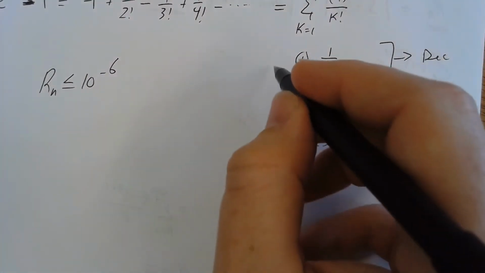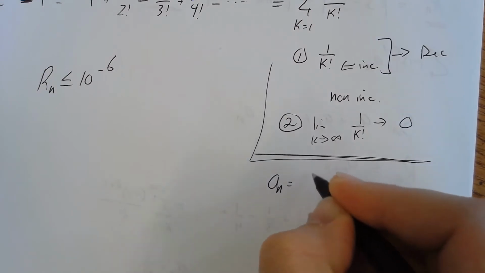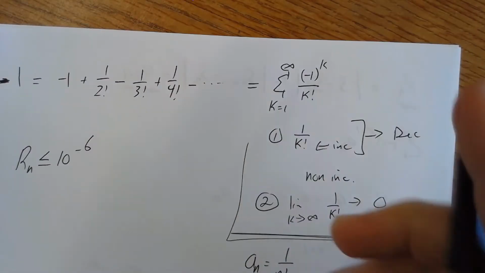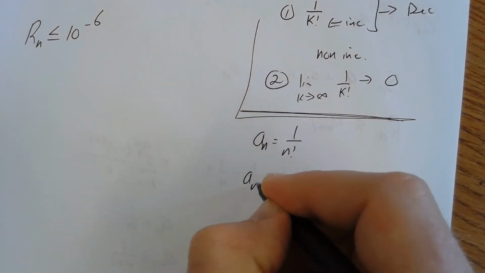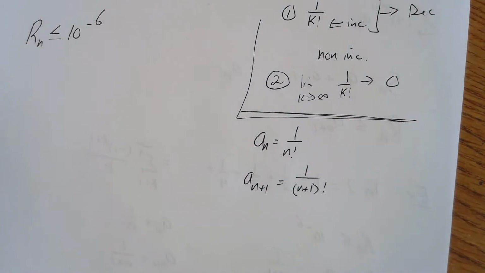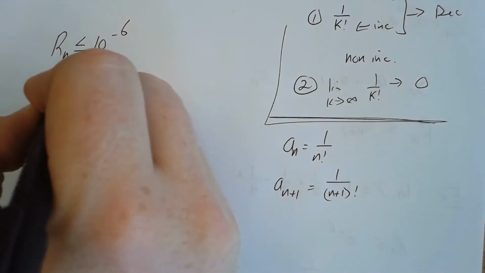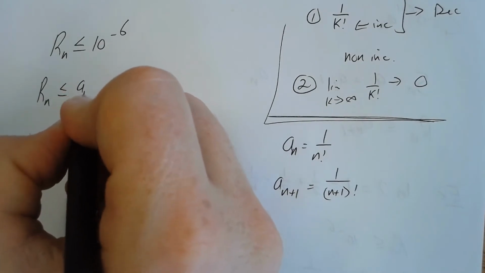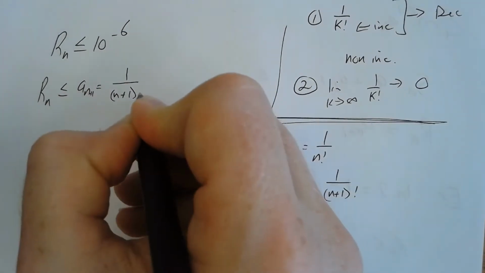Now, why do I go through all of these steps? Well, I go through all these steps because I need to understand that a sub n is equal to 1 over n factorial, ignoring the negative 1 to the power of k. And therefore, a sub n plus 1 is equal to 1 over (n plus 1) factorial. And I know for a fact that r sub n, by theorem, is less than or equal to a sub n plus 1, which is 1 over (n plus 1) factorial.